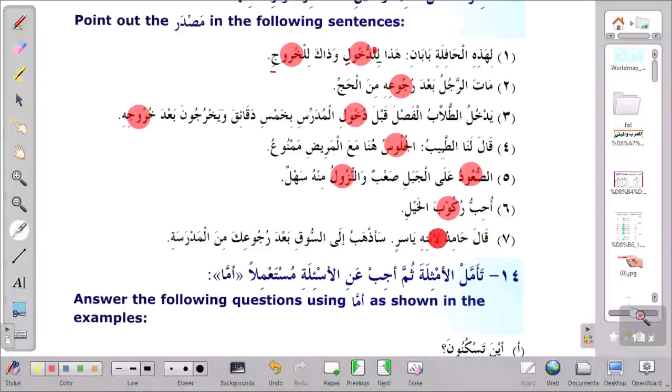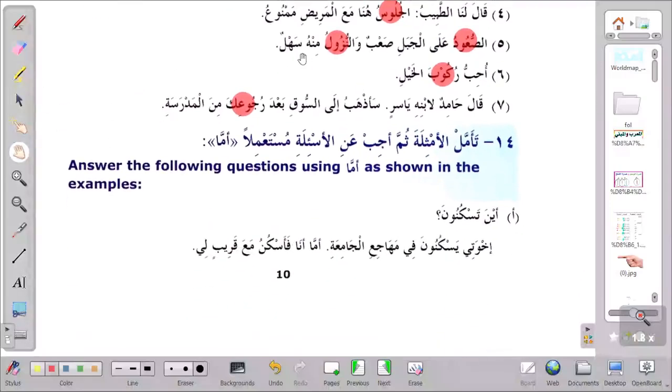Now this one, qala Hamidun li ibnihi Yasir. Hamid said to his son Yasir, سأذهب إلى السوق بعد رجوعك من المدرسة. I'll go to the souk, the market, بعد رجوعك, after your returning from school. Okay, now تأمل الأمثلة, the 14th exercise. تأمل الأمثلة ثم أجب عن الأسئلة مستعملا أما. Okay, we are supposed to use amma to answer the questions.